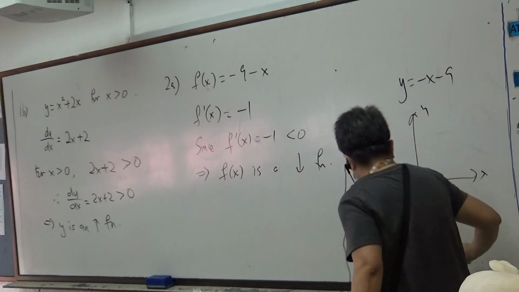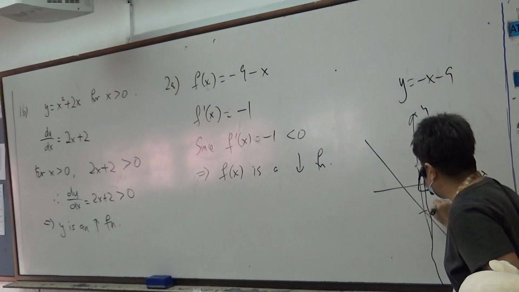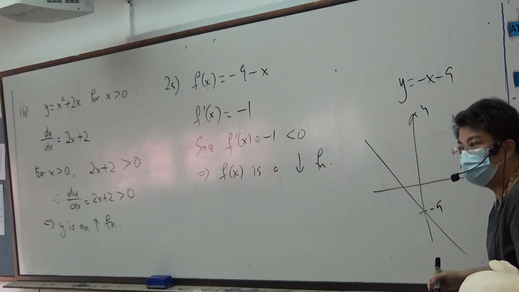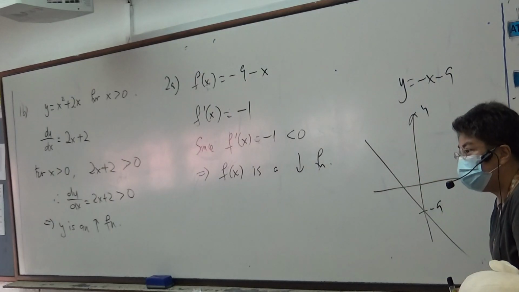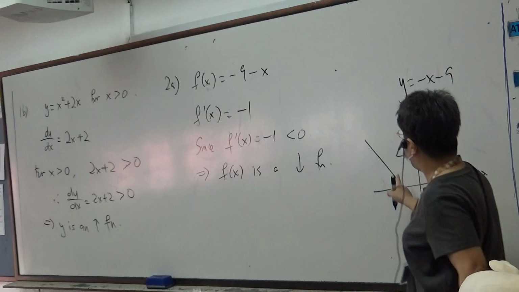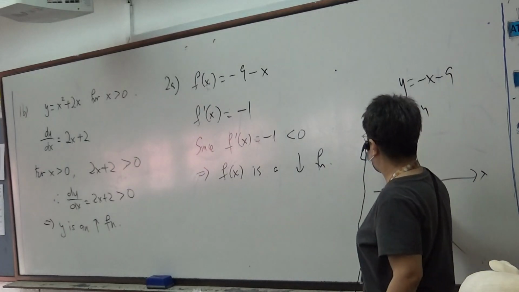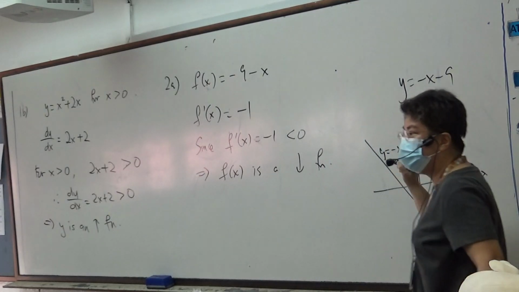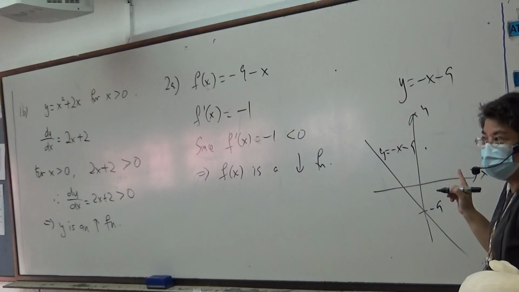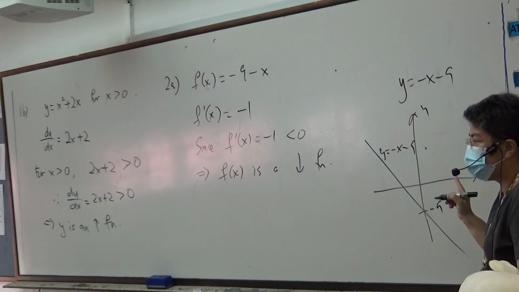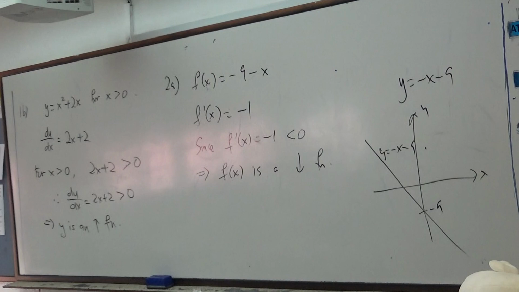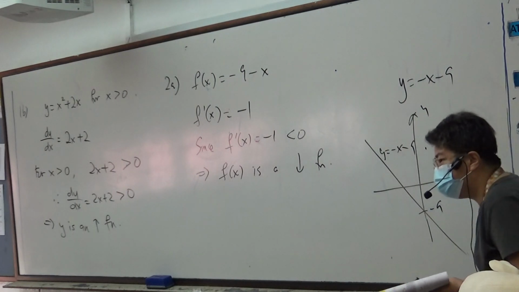So it should be like this, right? And it cuts at negative 9, correct? Negative gradient, so slope this way. Agree? Yes or no? And the gradient here is negative 1. The line is y equals negative x, negative 9. Do you understand what I'm talking about? Can or cannot? Okay, good. So far, no problem.